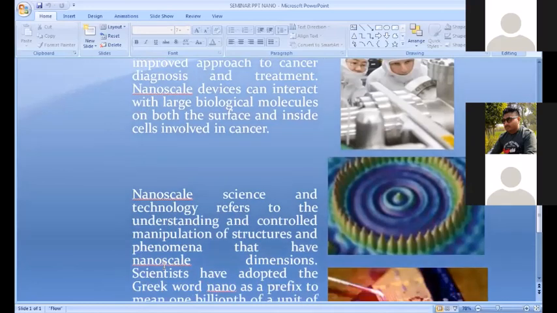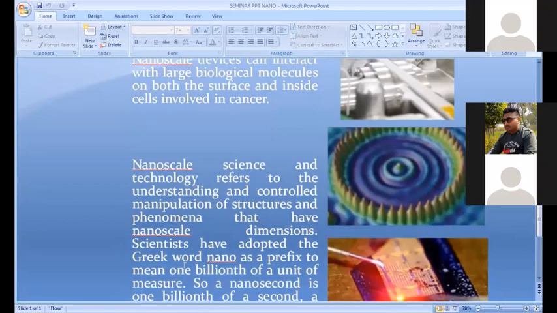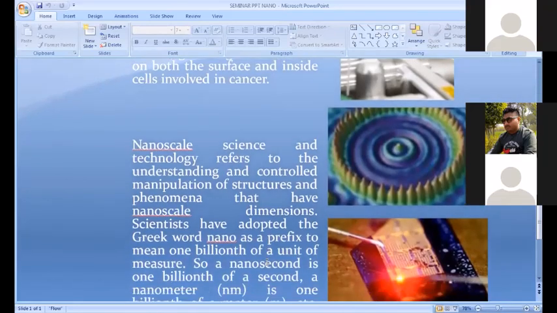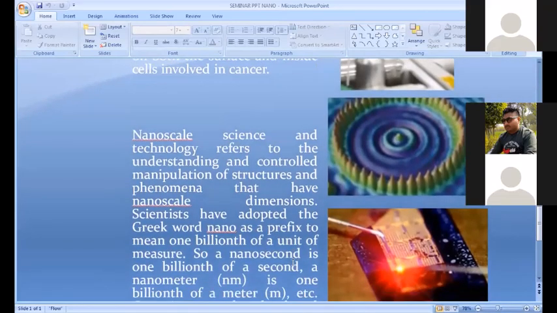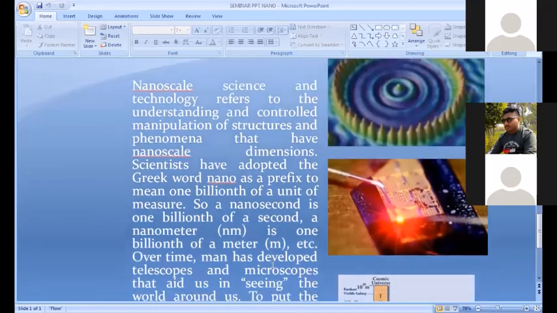Nanoscale science and technology refers to the understanding and controlled manipulation of structures and phenomena that have nanoscale dimensions. Scientists have adopted the Greek word nano as a prefix to mean one-billionth of a unit of measure. So a nanosecond is a billionth of a second. A nanometer, nm, is a billionth of a meter, etc.